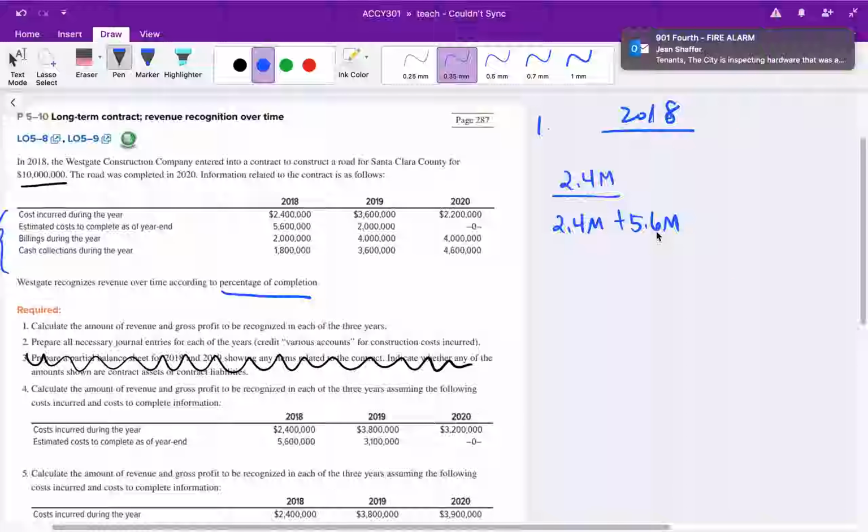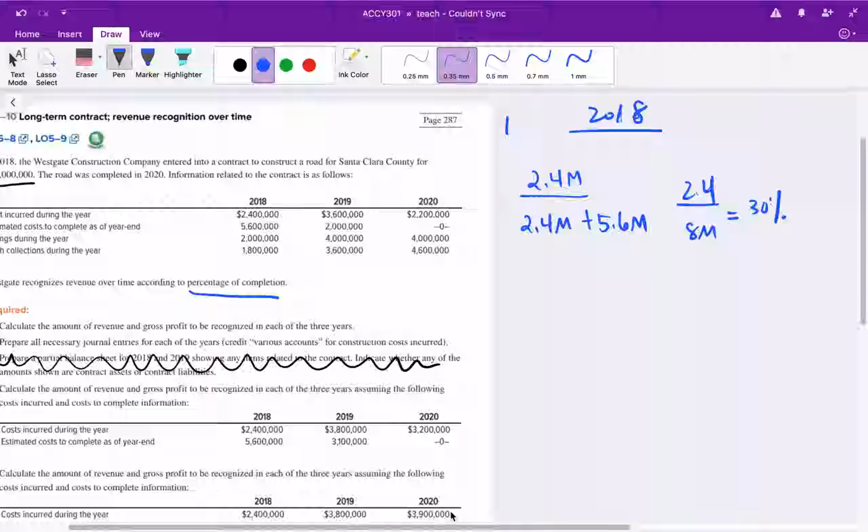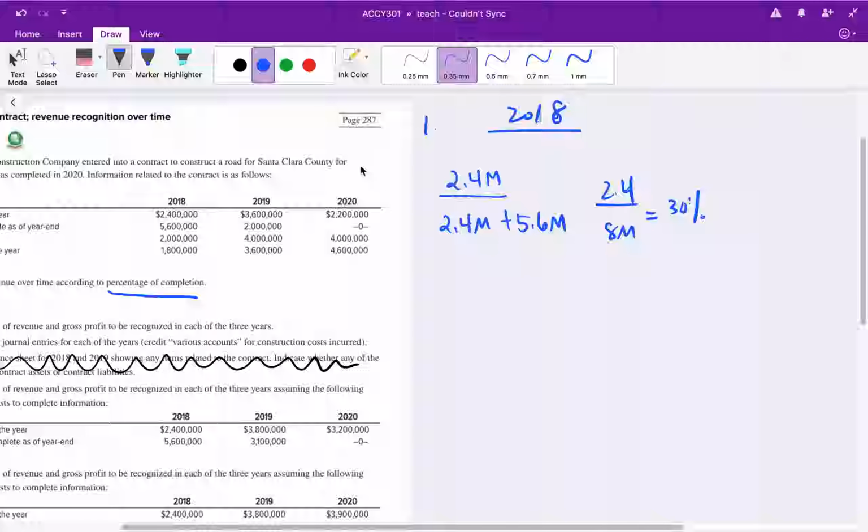So you get a total of 8 million. 2.4 divided by 8 million, and that should give you 30%. So this 30% means that 30% of costs were incurred at the end of 2018 compared to 100%, which would be incurred in 2020.